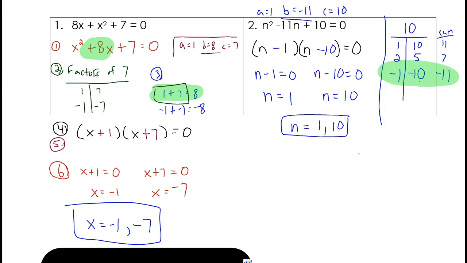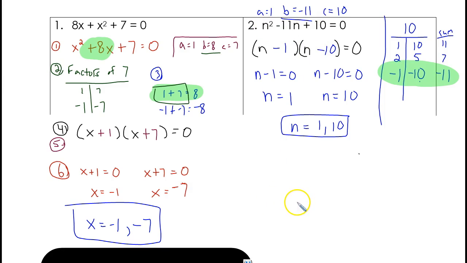Okay. Now, really quickly, if you're unsure if you got the right thing, you can always FOIL this, right? n times n is n squared. n times -10 is -10n. -1 times n is -1n. And -10n plus -1n is -11n. And then -1 times -10 is 10. You can do it off to the side or you can do it in your head. But this should FOIL to go back to the original quadratic that you started with.